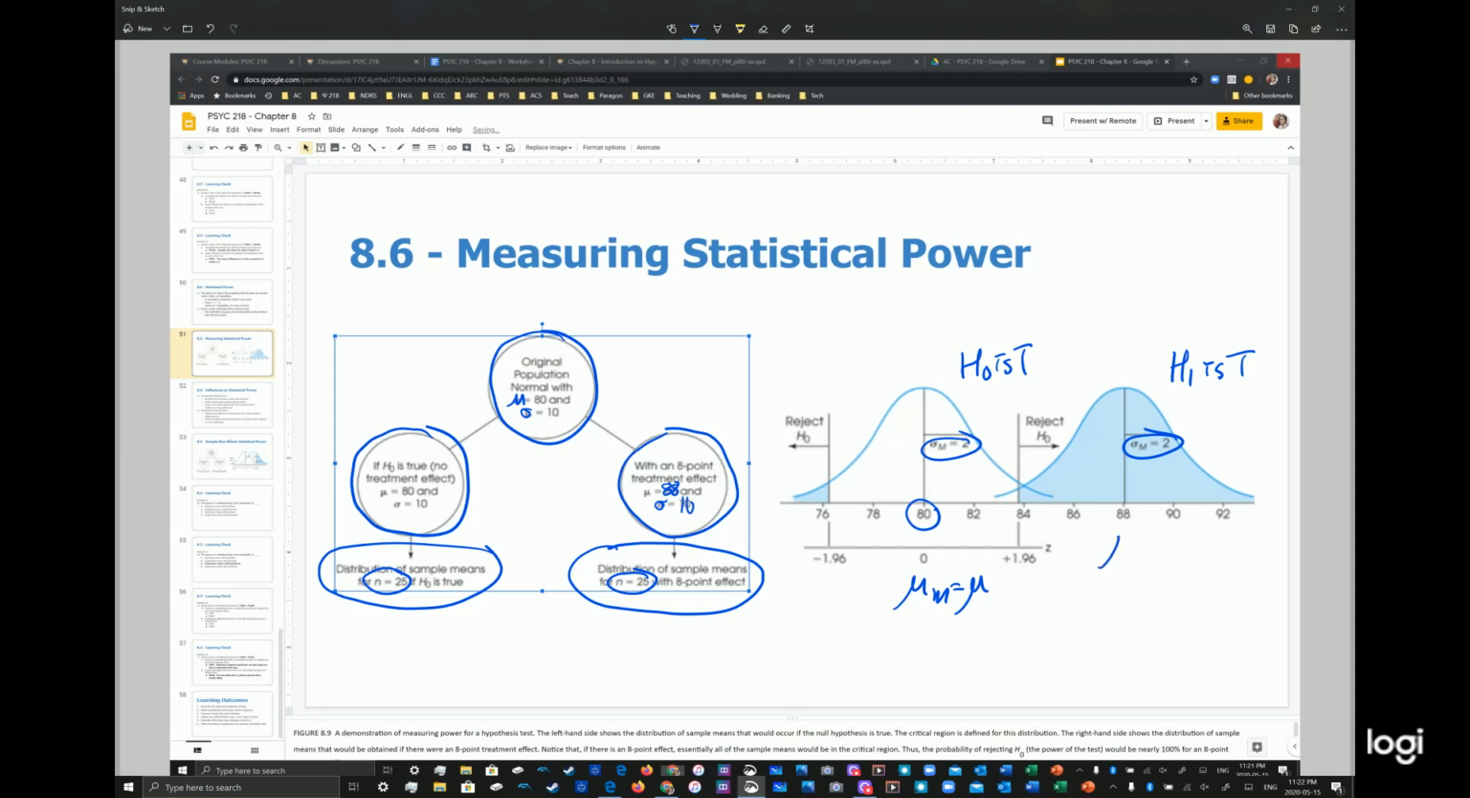This alternative distribution here, which I'm going to label as mu m1, is not the same anymore. It's going to be plus the effect, whatever the effect is. In this case, it's plus 8.